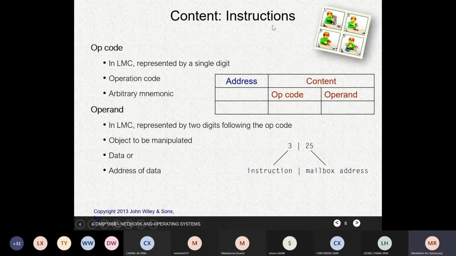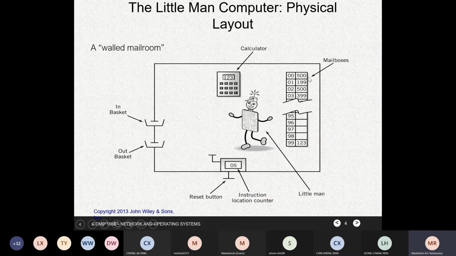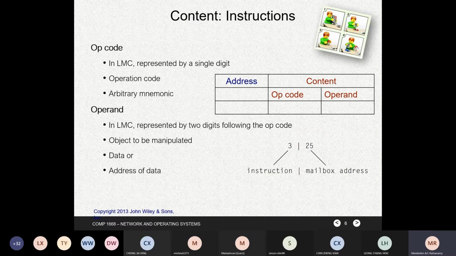Okay, let's look at instruction, because instruction is important. Data, well, is very straightforward. Like here you have 500 is the data, 199 is the data, very straightforward. But when it comes to instruction, like what I shared with you guys last week, it can be complicated. So instruction consists of 2 parts. Remember I told you last week, opcode and operand. Opcode, or we call it operation code, is the first part of it. The second part of the content is what we call operand.